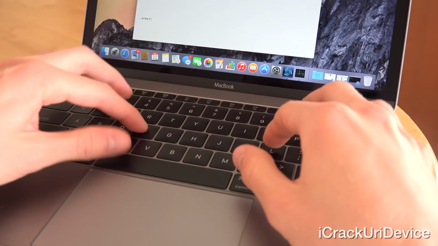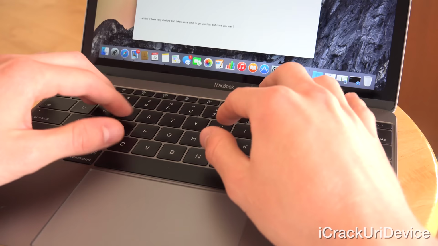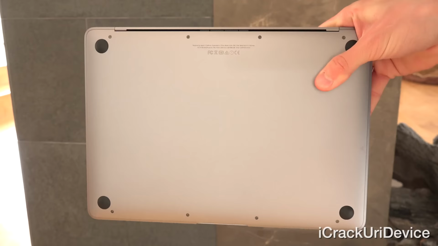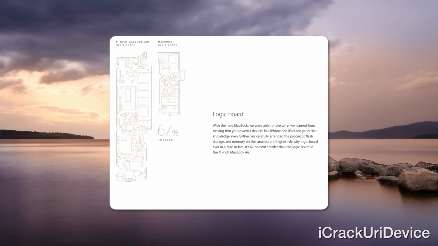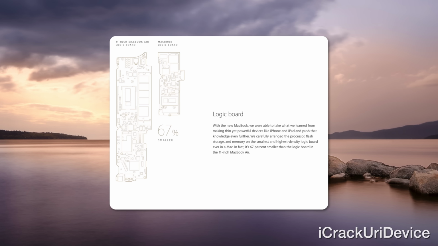but once you are, typing will quickly become fluid. Now, due to the small, power-efficient Intel Core M CPU behind this new MacBook, its logic board is tiny, so small in fact that it dwarfs that of the 11-inch MacBook Air, seeing as it's 67% smaller than the logic board of a computer whose screen is 1 inch smaller, making the new MacBook more Air-esque than even the Air itself.